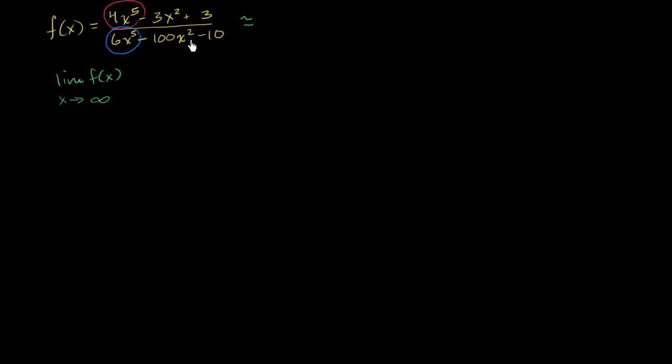So as x gets very, very, very large, this thing is going to approximate 4x to the fifth over 6x to the fifth, for very large x. Or we could say as x approaches infinity. Now what could this be simplified to? Well, you have x to the fifth divided by x to the fifth. These are going to grow together. So these, you can think of them as canceling out. And so you are left with 2/3.